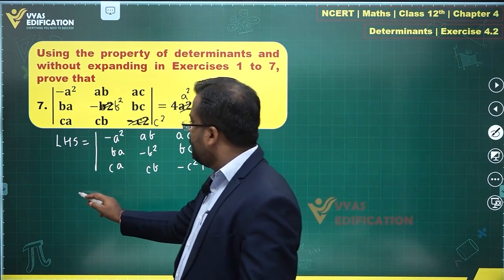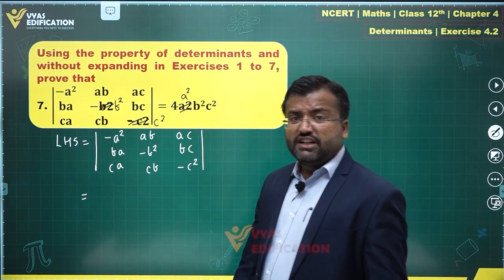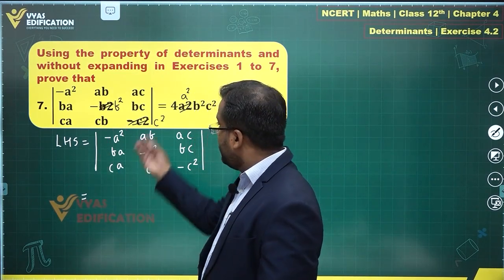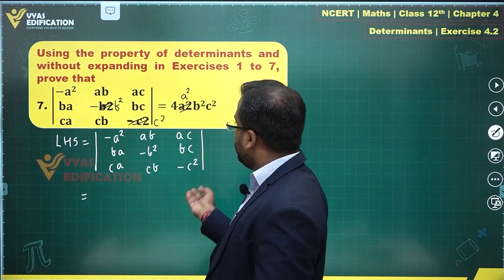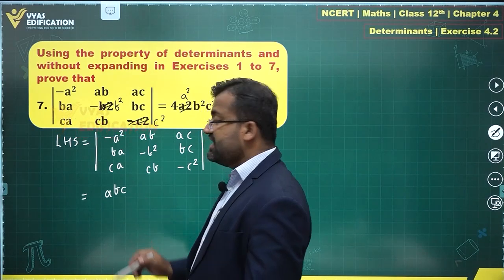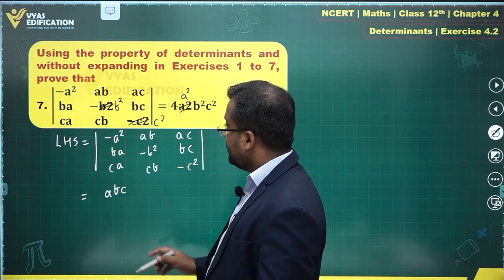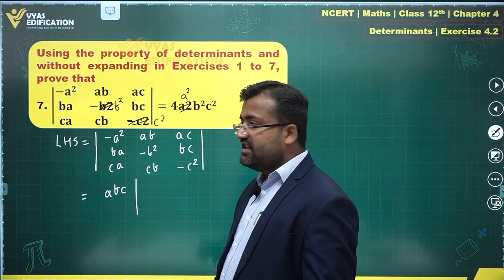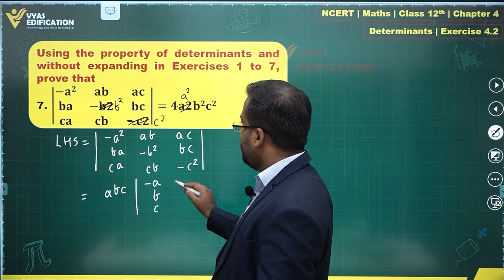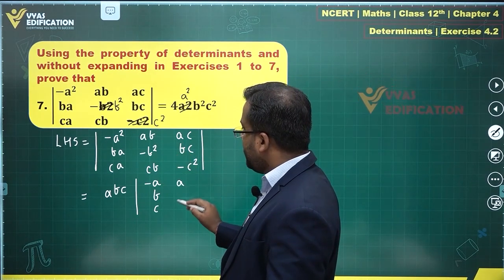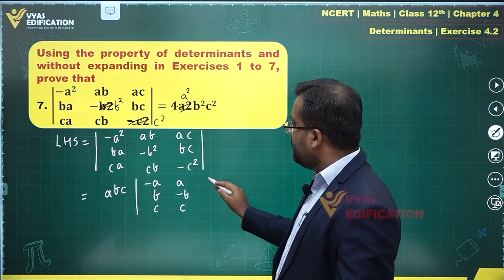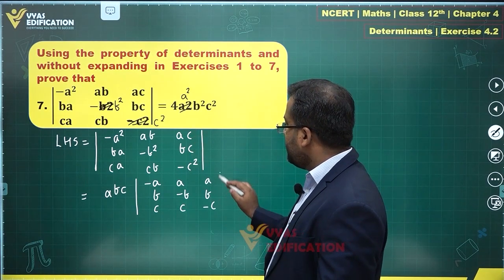Okay, so what are we supposed to do over here? Do you observe that we can take out a common from here, a b common from here, and a c common from here. What you'll have is abc outside the determinant on the LHS, and what remains is minus a, b, c. Then you have taken out b common, this will be a, minus b and c over here. From here you have taken out c, what will remain is a, b, minus c.